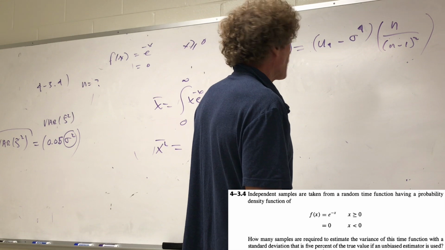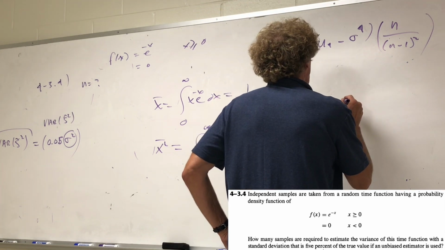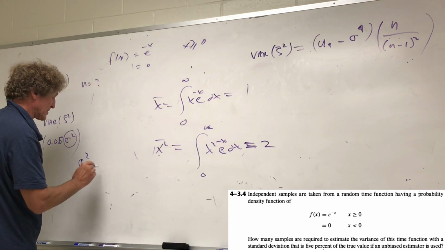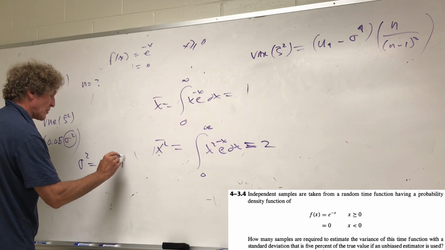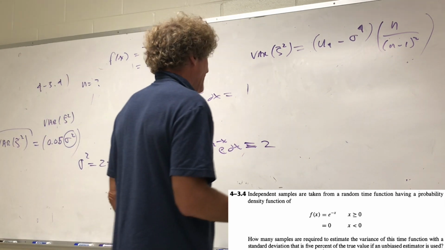This is 2. Now, what else do we need, Nick? Wait, we need sigma first. Sigma squared is what? It's this, right? 2 minus 1 squared, which is 1, isn't it? Now, what do we need, Nick?